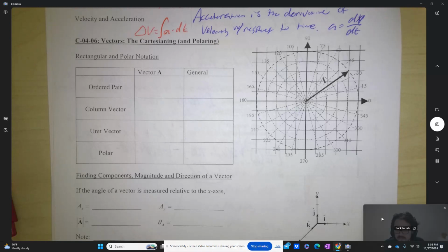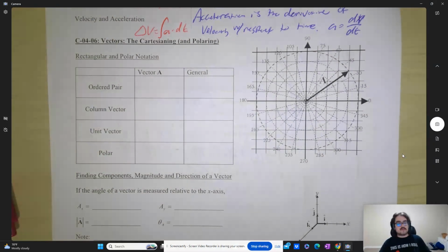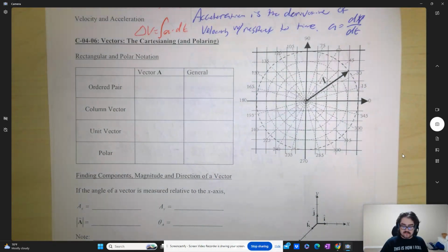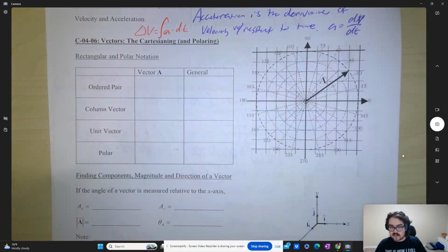All right, vectors. Here we go. Okay, vectors. There's actually quite a bit that changes in vectors from physics 1 to physics C. And for that reason, I'm going to go through it.